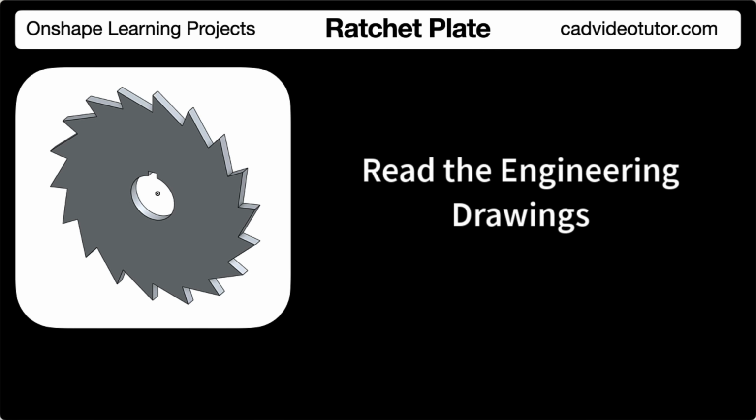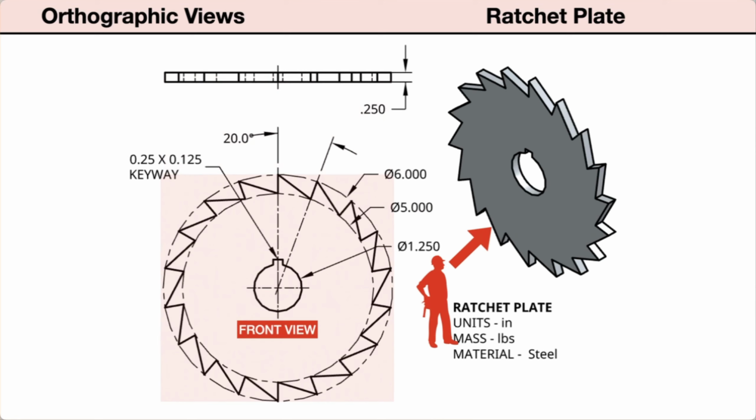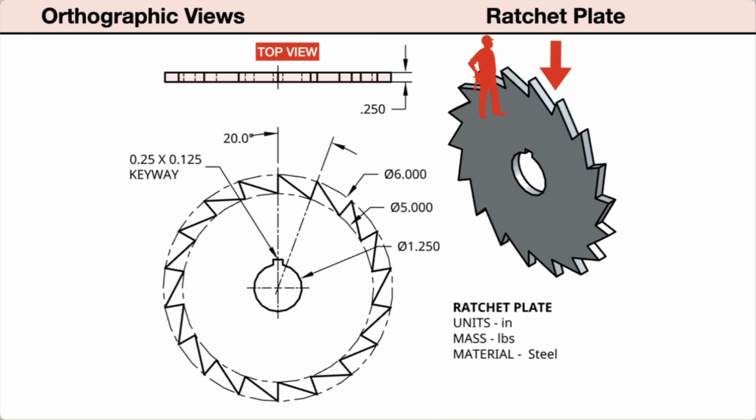In this segment, we'll read the engineering drawing for this ratchet plate. Let's start by identifying the views provided in the drawings. First, there is an isometric view showing the ratchet plate as a 3-dimensional pictorial. Next, 2 orthographic views. On the bottom, a front view. Projected above the front view, a top view.